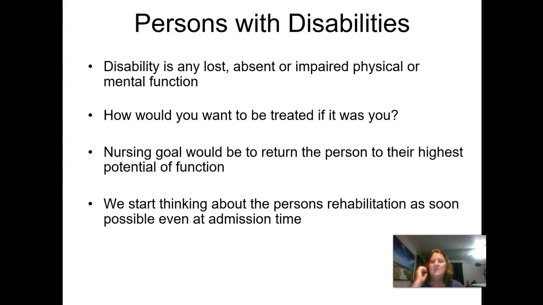Now, people with disabilities, a disability is any lost, absent, or impaired physical or mental function. So just kind of remember the old golden rule. How would you want to be treated if it was you, or if it was your family member who has that disability? How would you want them to be treated? Our goal in nursing is always to return the person to their highest potential level of functioning. So our goal is always going to be to get them to their best level that we can, their optimal level of functioning that we possibly can.